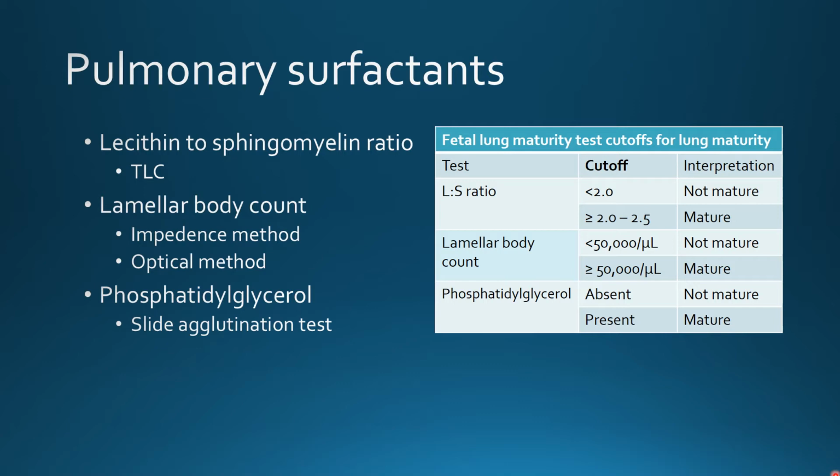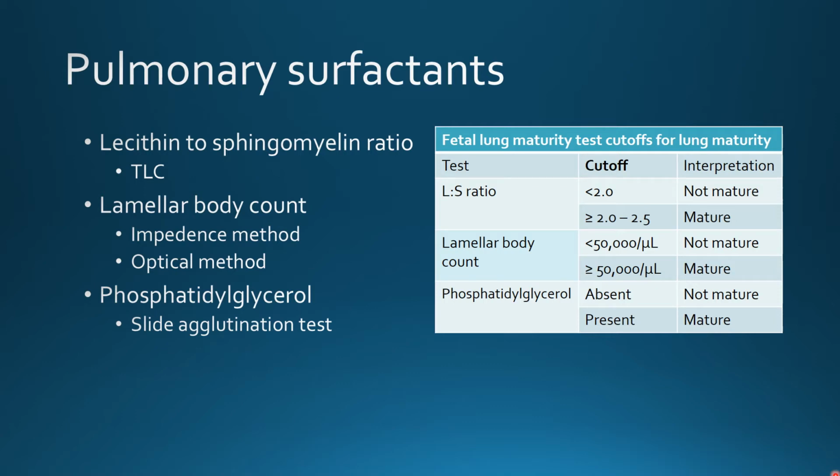And they've developed a slide agglutination test, which is pretty simple. It's got an anti-phosphatidylglycerol antibody in it. If it's there, it'll agglutinate. And the concentrations of PG are pretty low. And the other good thing is it's not present in either blood or meconium. So if you do have a contaminated specimen, this makes a good marker for lung maturity.